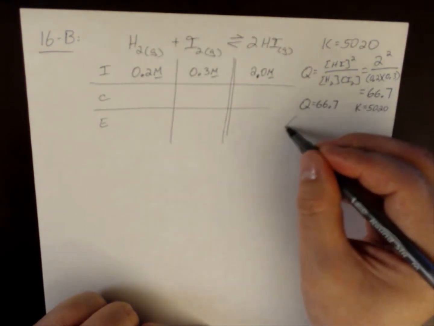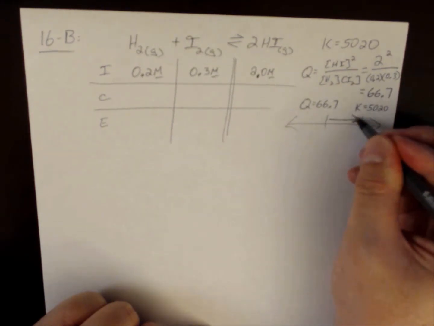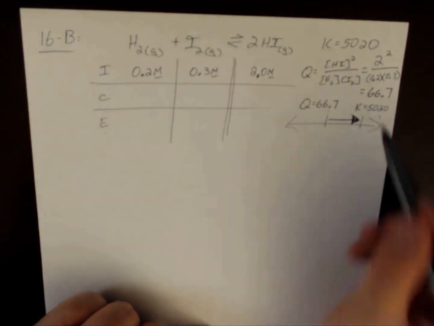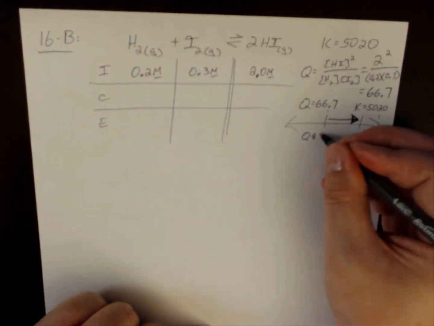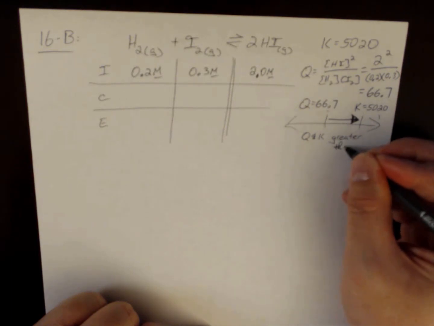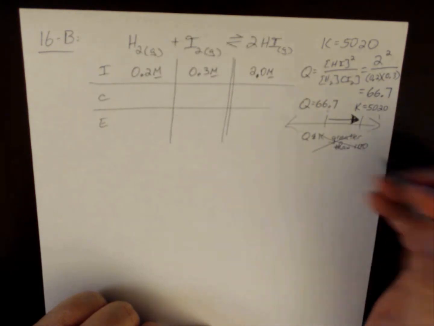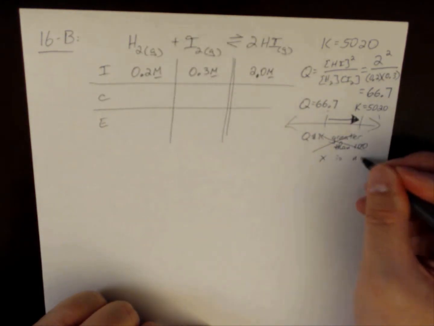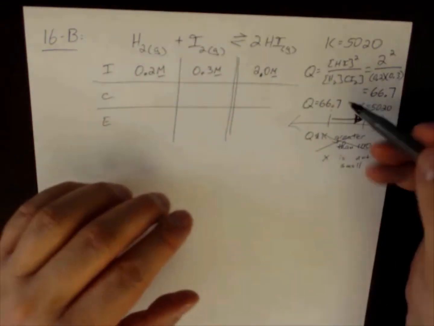If these were on a number line, Q would be lower than K, so it's going to have to shift towards the right. And notice, what did I say? In order for x to be small, Q and K must both be greater than 100. Are they both greater than 100? No. That means x is not small. Uh-oh. All right, so let's go ahead and get to that point.